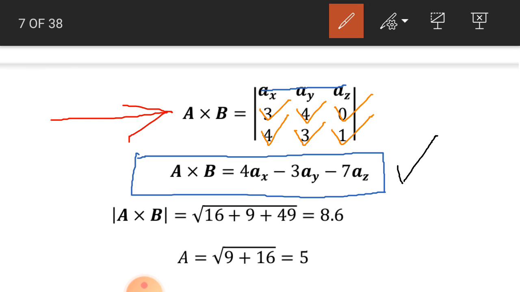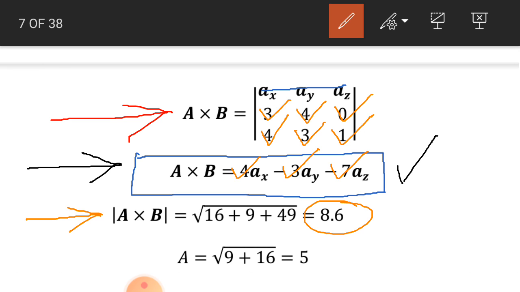We calculate the magnitude of the resultant vector. So let us calculate the magnitude of the resultant vector. The magnitude of the resultant vector will be equal to the square root of 4 squared, which is 16, plus minus 3 squared, which is 9, plus minus 7 squared, which is 49. So the magnitude of the resultant vector turns out to be 8.6.